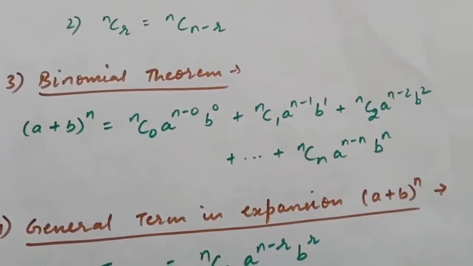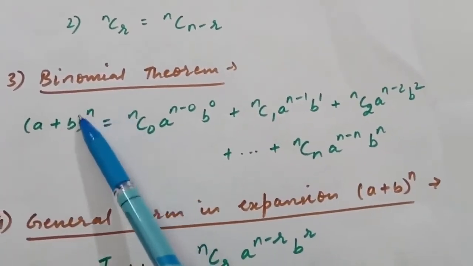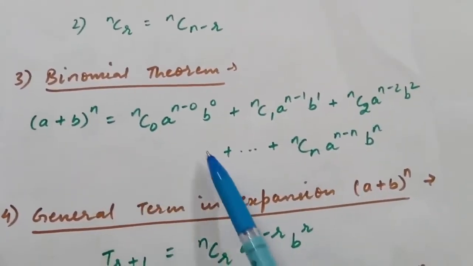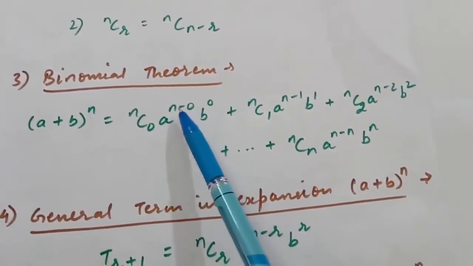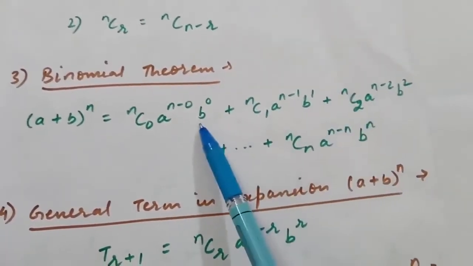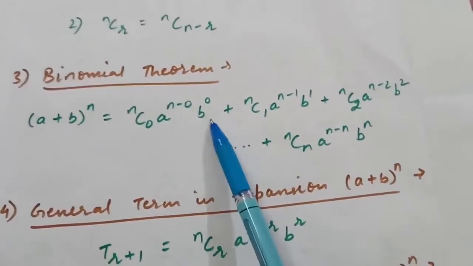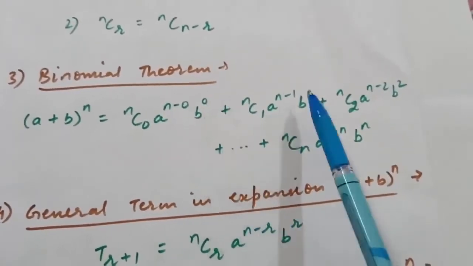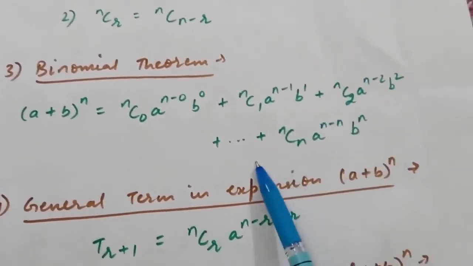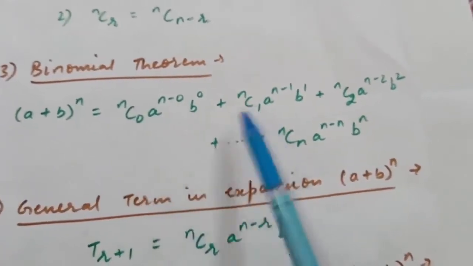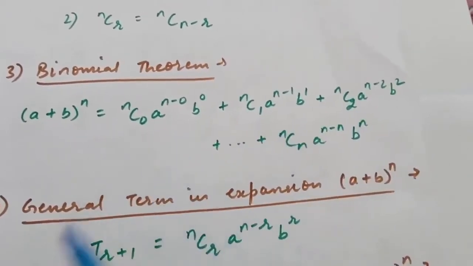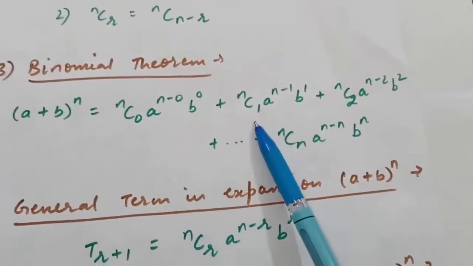So in this binomial theorem, what we have noted is that if the index is n, then the number of terms will be 1 more than the index, that is n plus 1. Power of a decreases by 1: here power of a is n, then n minus 1, n minus 2, right? And in successive terms, power of b increases by 1, that is 0, 1, 2, and in the last it will be n. Also, these nC0, nC1, nC2 up to nCn are known as binomial coefficients. So this is the binomial theorem.